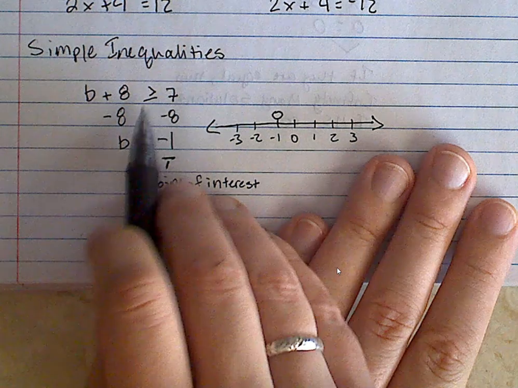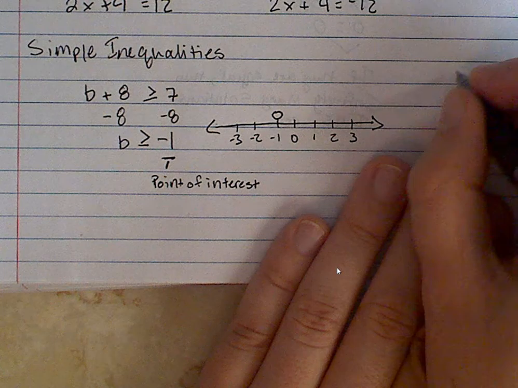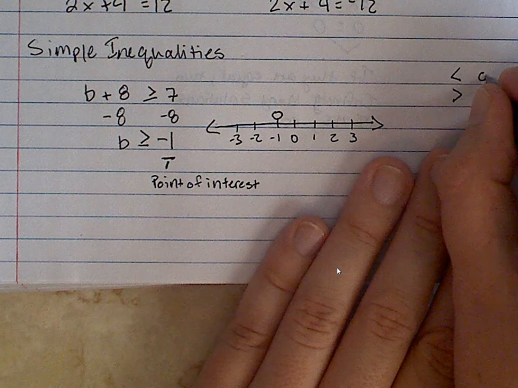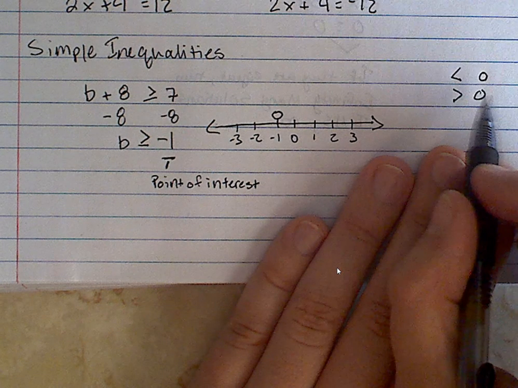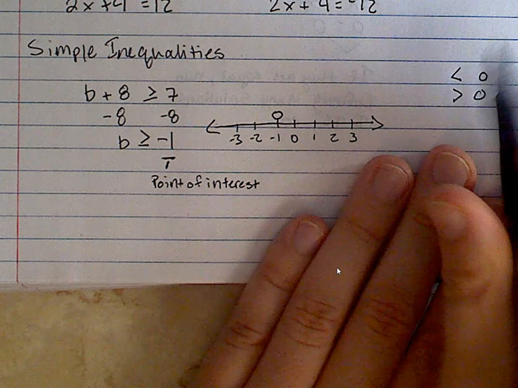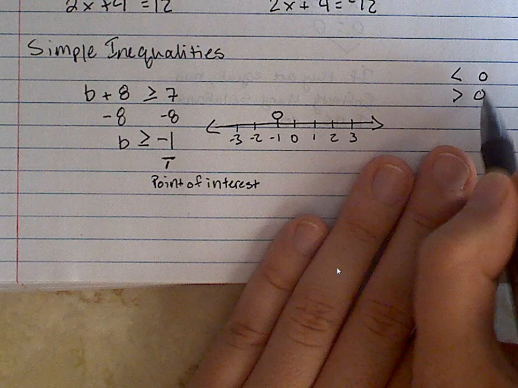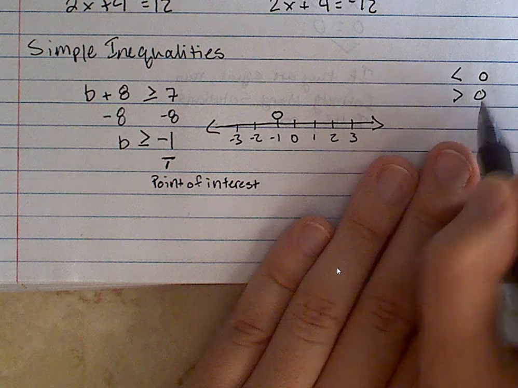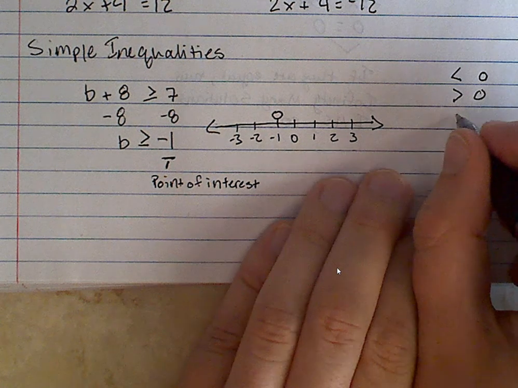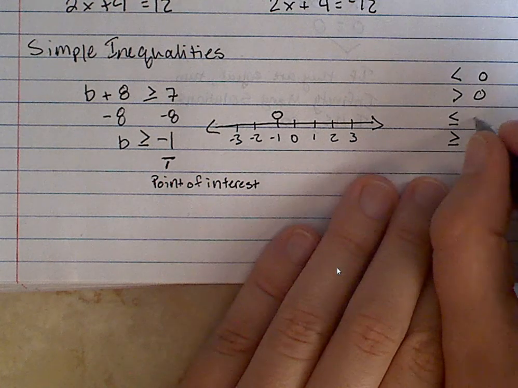If your inequality, this thing right here, is less than or greater than, then your dot is going to be open, meaning it's not filled in. So this dot that goes here, if it's less than or greater than with no line underneath it, no or equal to, then your dot doesn't get filled in. It stays open. And I'll explain why that is in just a second. If your dot is less than or equal to, or greater than or equal to, then your dot is colored in.